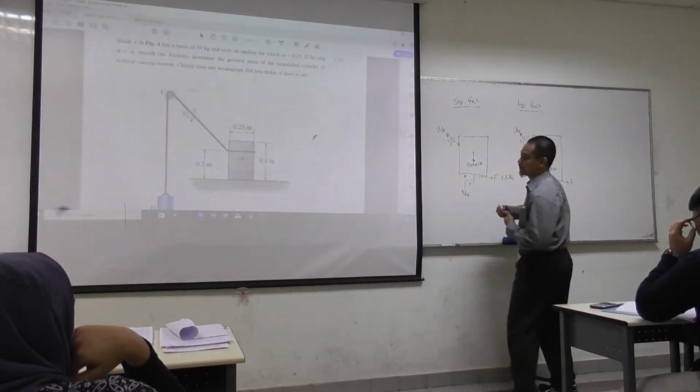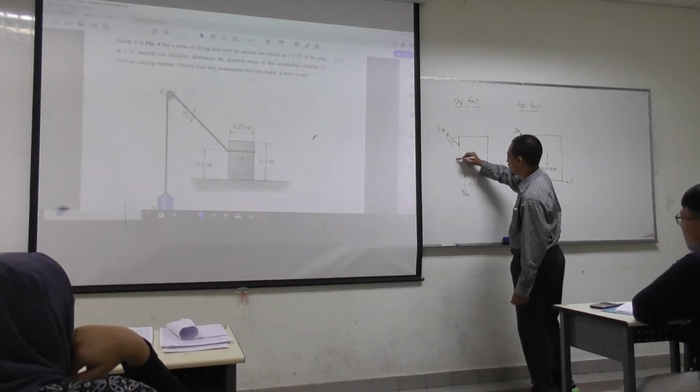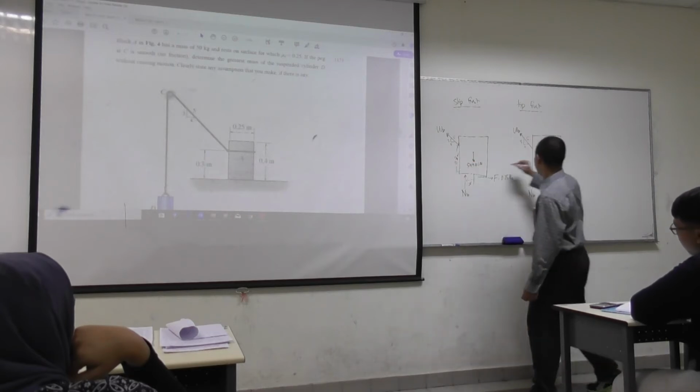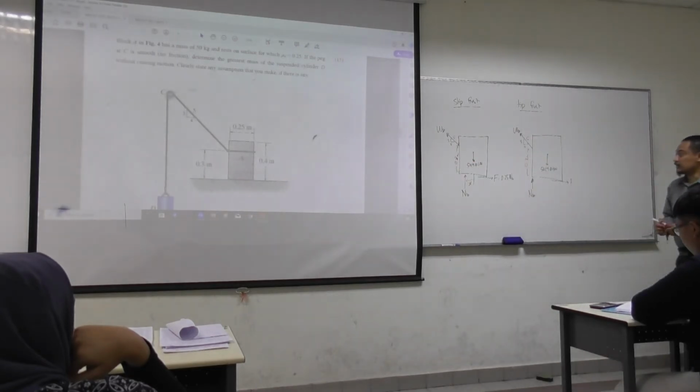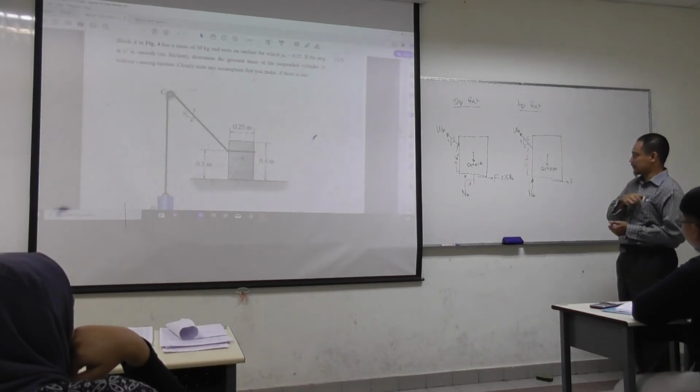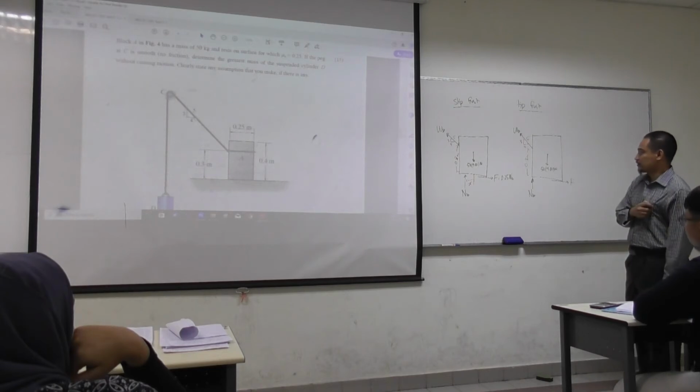So what else you have is this, right? 0.3 meter. Okay. First, the free body diagram, right? Any problem? Any question? So straightforward, right? Good. So how to solve?